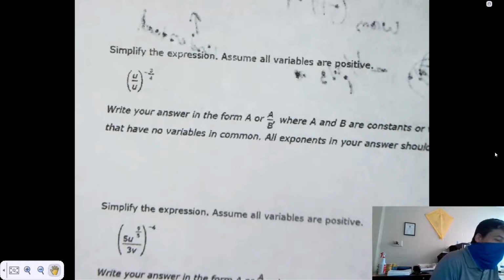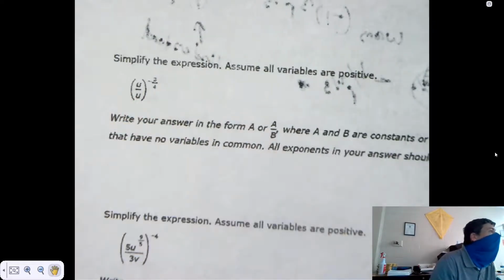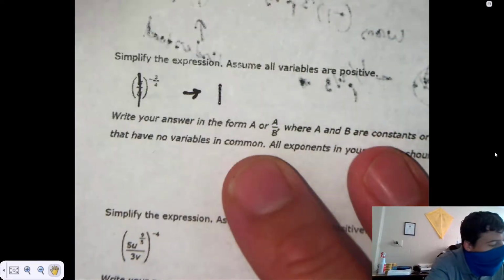And it's basically the same thing. This is how this lesson starts off: u over u to the negative 3/4 power. What's u over u? 1. There's really no point messing with this thing. It's 1.